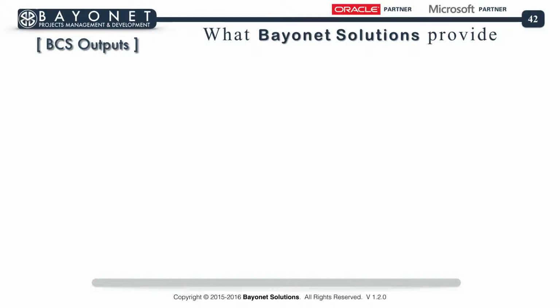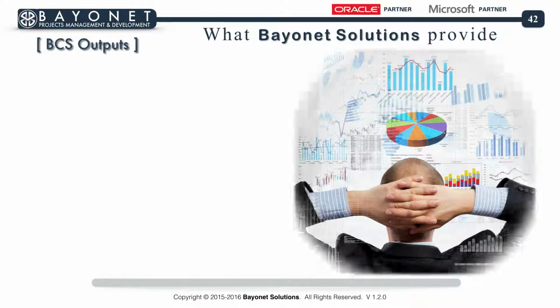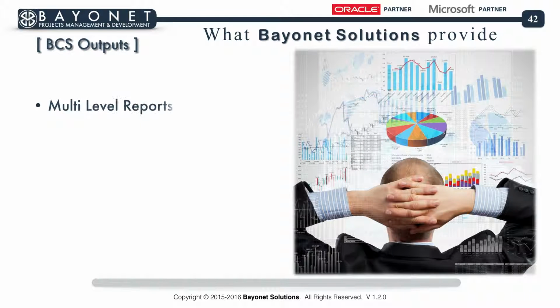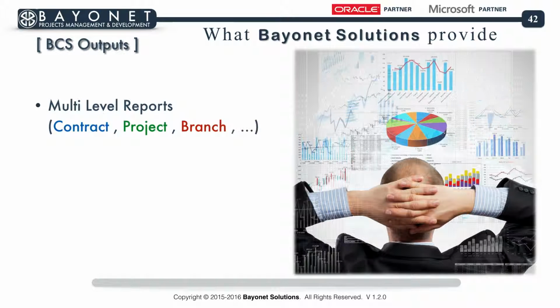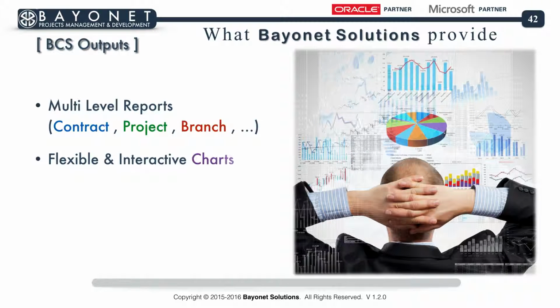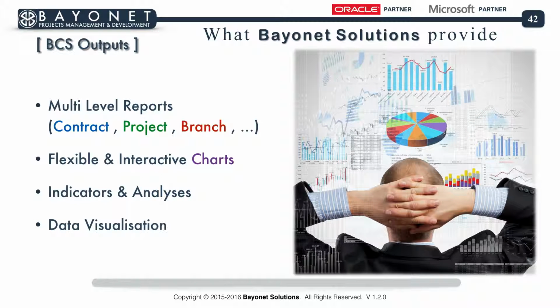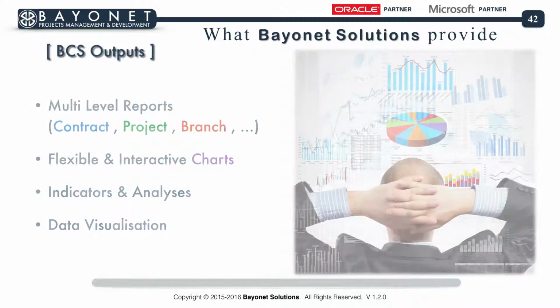BCS outputs for consultants. Bayonet provides you multi-level reports: contract level, project level, and branch level, with flexible and interactive charts.